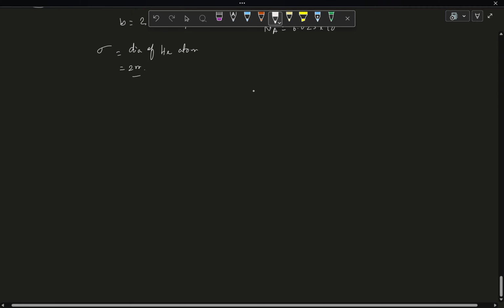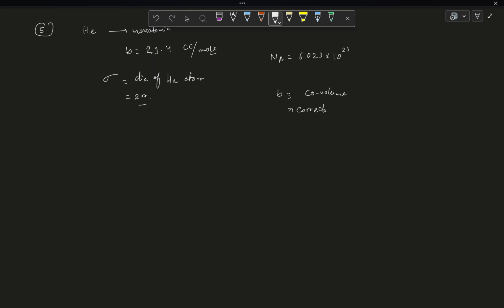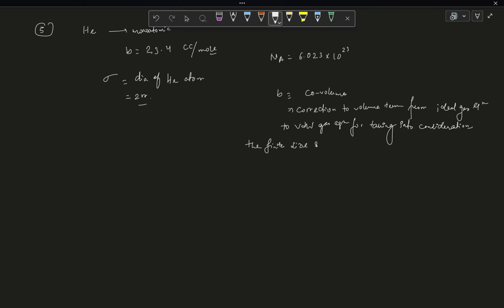Now as I was saying, B is the co-volume, which is a correction or modification to the volume term from the ideal gas equation to the van der Waals, in short VDW gas equation, for taking into consideration the finite size and volume of the gas molecules, right?